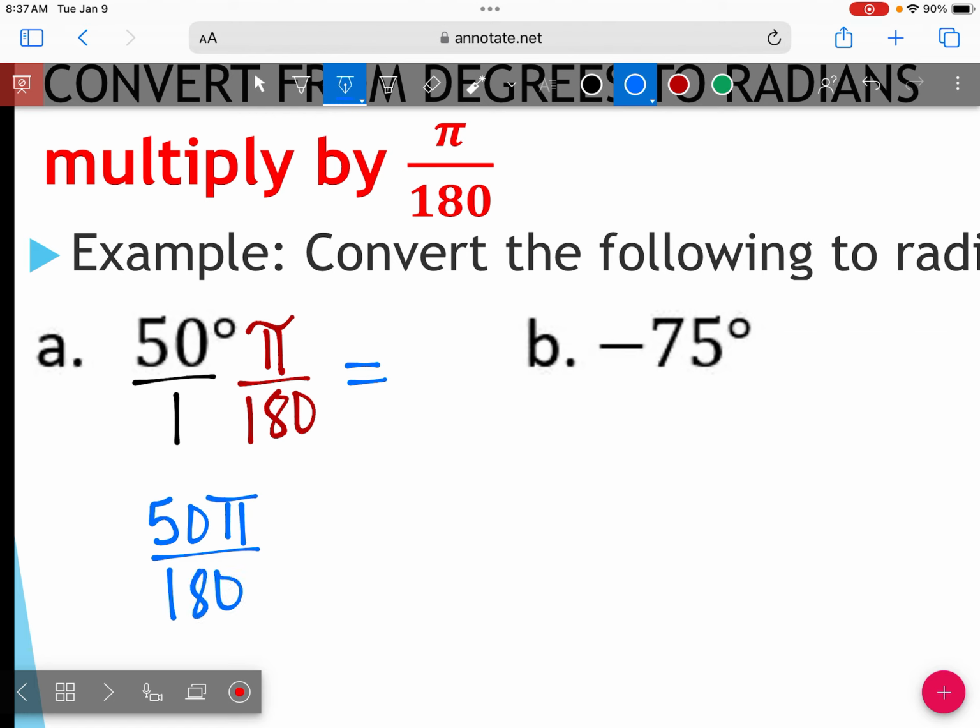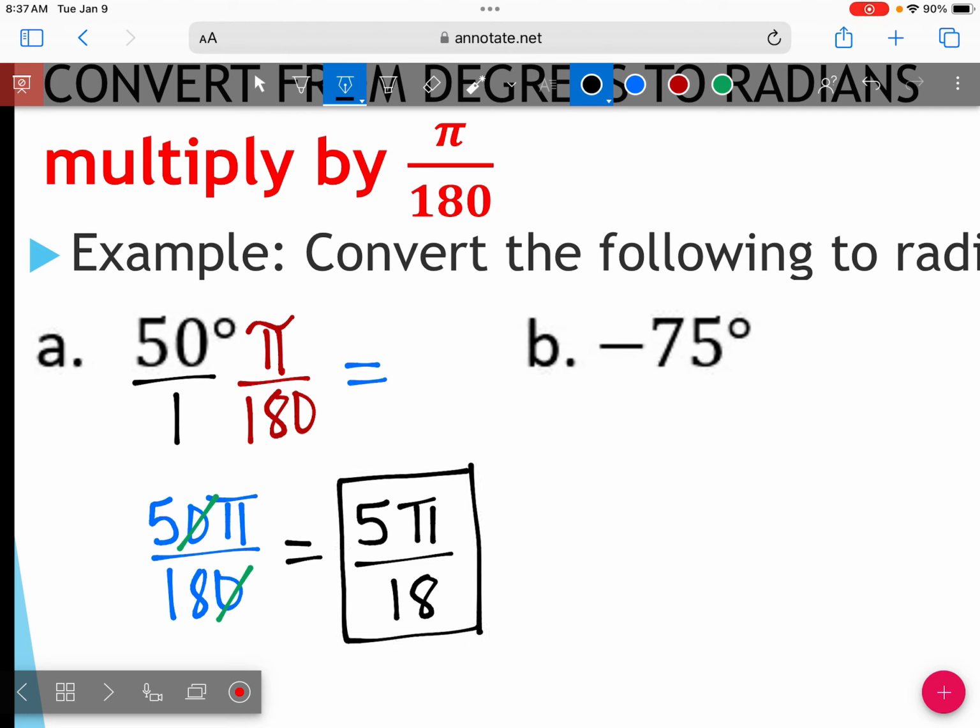Now, if you gave me that on the test, you would get partial credit, but to get full credit, you need to reduce that fraction. So if you have a number that ends with 0, that means it can be divided by 10. So we can just drop those zeros, and that gives us 5 pi over 18. Can I go any further? Does 5 and 18 have a common factor? Nope, so that would be my final answer.